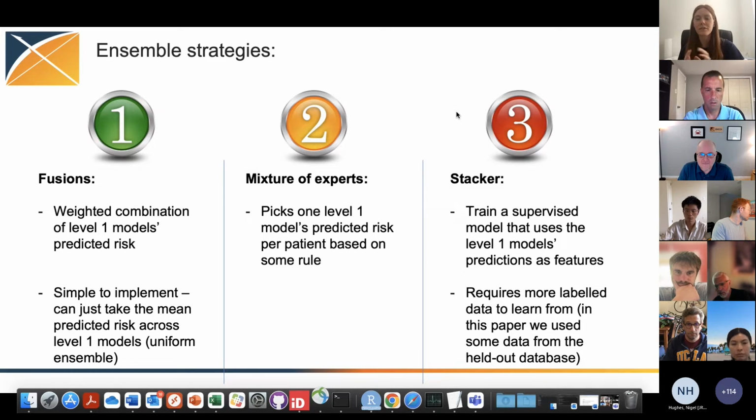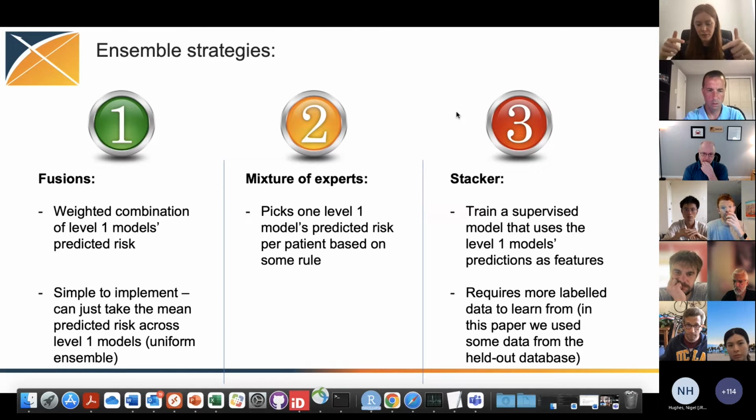And then a stacker is a slightly more advanced version of a fusion, where you basically learn how to combine the models. You can fit something like a logistic regression onto those predicted risks from models 1 to 4, or however many models you have. And we used the logistic regression for this. You can do more advanced models, but for this experiment, we just did logistic regression. The problem with the stacker, though, is you need more data. You have to learn the weights if you're doing a logistic regression, and that requires more data to learn from.